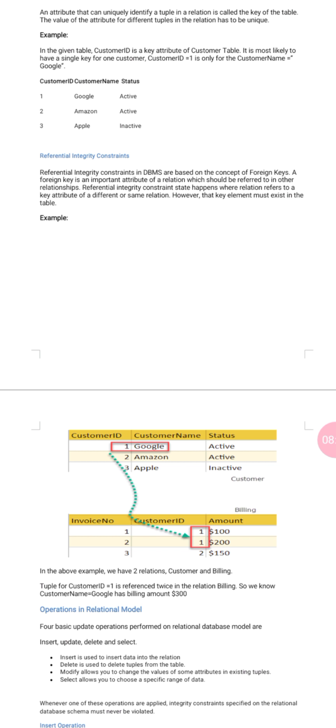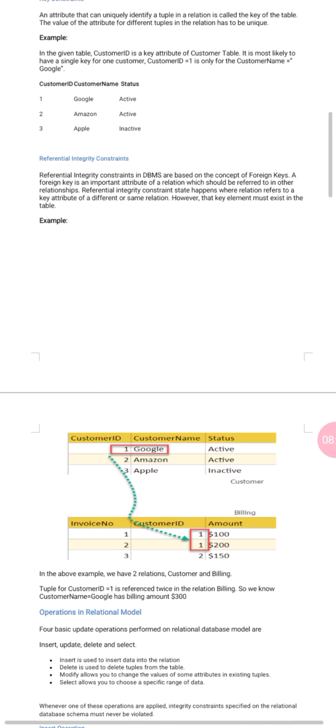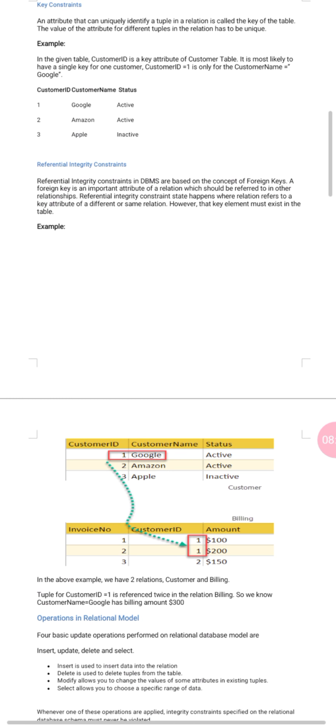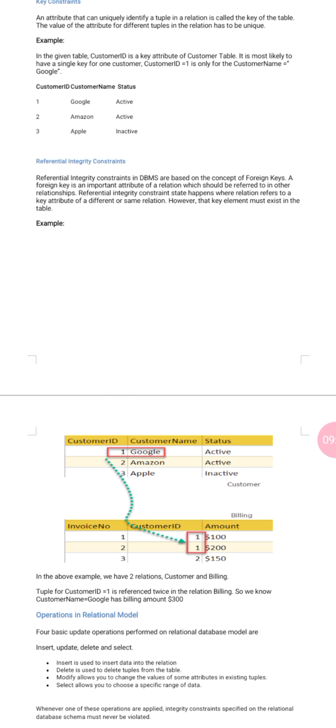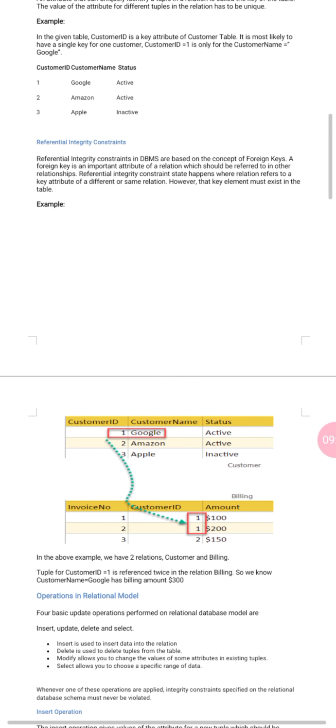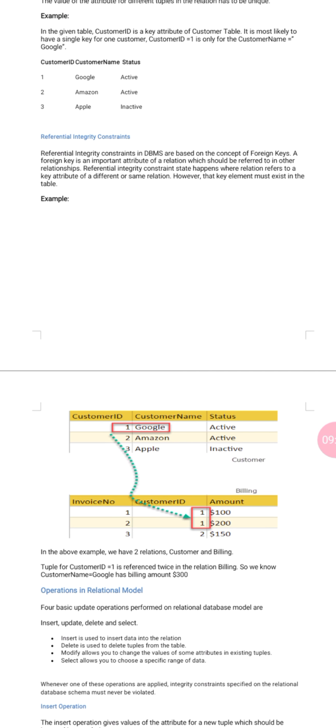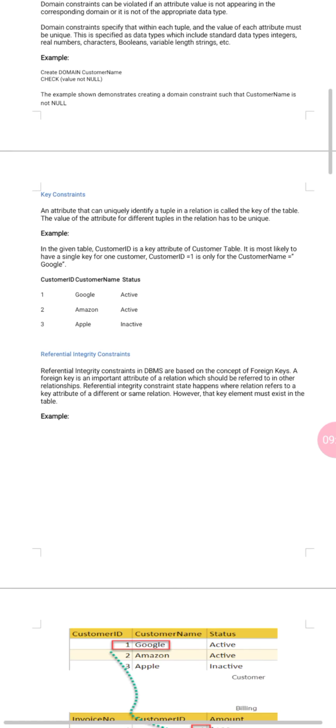Specific ID for specific customer name. Clear? Here customer ID is a key constraint. Here, see the chart: customer ID, customer name and status. Customer ID 1 is for Google. For Google the ID is 1 only, not 2. Second is Amazon and third one is Apple. Got the concept? What is a key constraint?